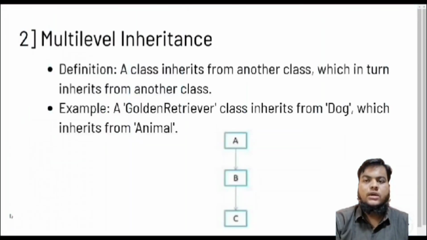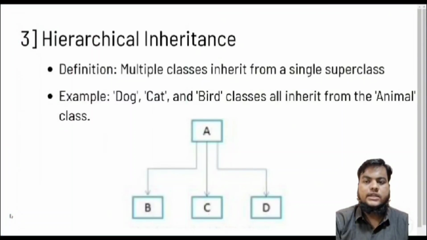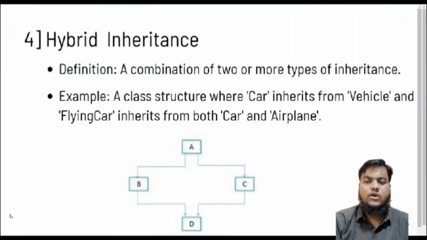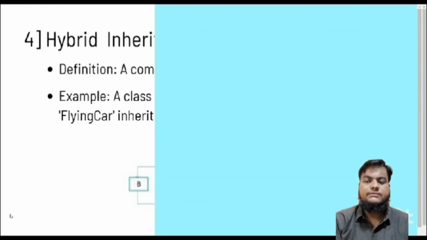It occurs when a class is derived from another derived class, creating a chain where each class adds more functionality on top of the previous one. Third is hierarchical inheritance. It happens when multiple classes inherit from the same base class. This is useful when different classes share common traits. Fourth is hybrid inheritance. It is a combination of two or more types of inheritance, such as combining multi-level and hierarchical inheritance, leading to a more complex but powerful class structure.